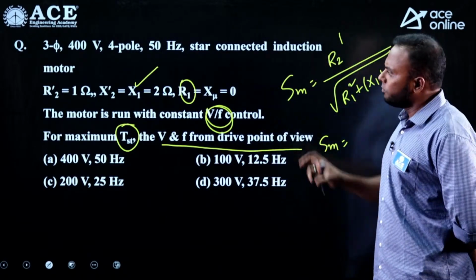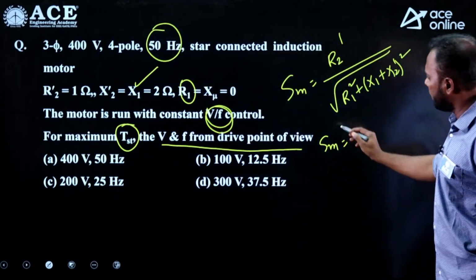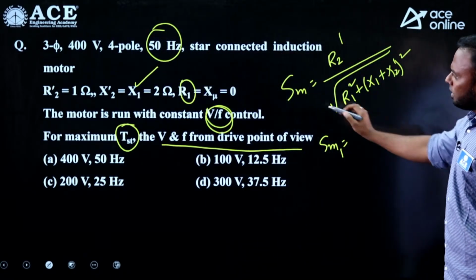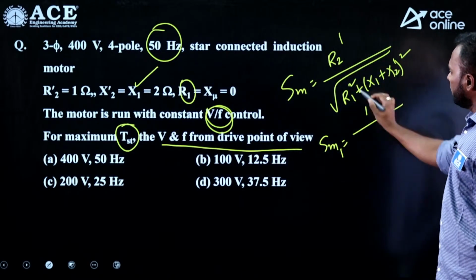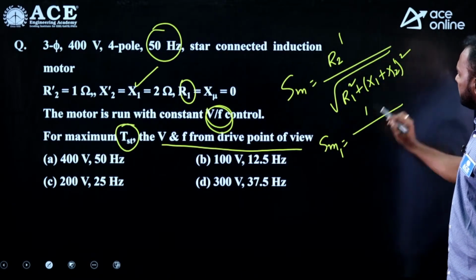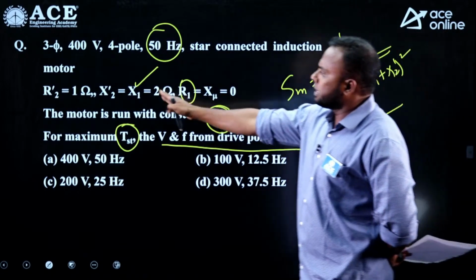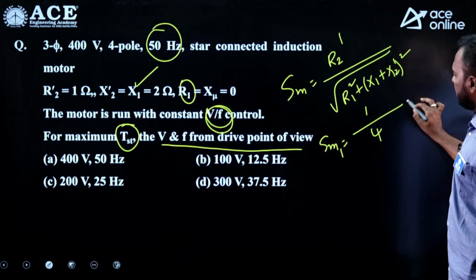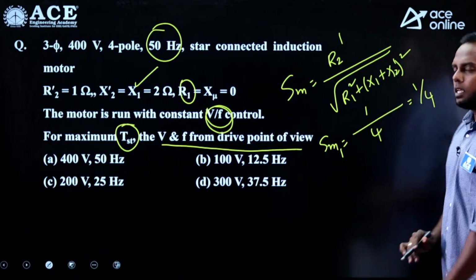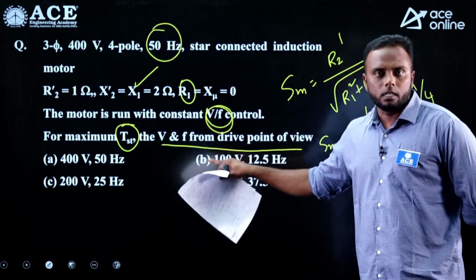That is the question. First, initially at 50 Hertz, according to the data, let Sm1 equal R2 dash, which is 1 ohm, divided by R1 which is 0, then directly X1 plus X2 dash. X1 and X2 dash are both the same, that is 2 plus 2, 4 ohms total. Then this value is 1 by 4. This is the slip at 50 Hertz. But we need the maximum starting torque condition.